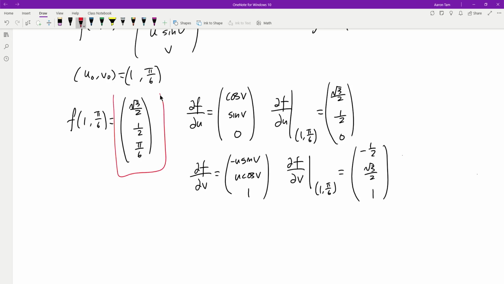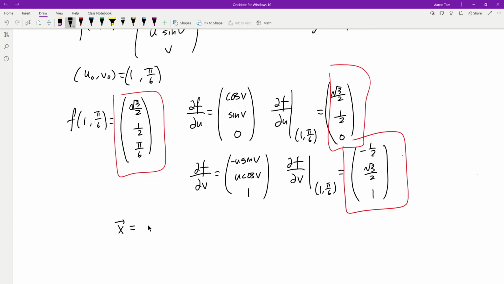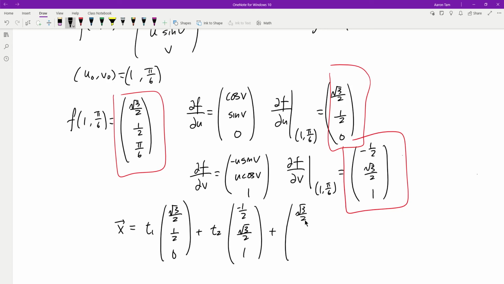So now I'm ready to put these three things together. I have the position vector and my two direction vectors. Notice that the two direction vectors are numbers, not variables. Important to remember not to do that. So my tangent plane would be vector x equal to t1 multiplied by (root 3 over 2, 1 over 2, 0), plus t2 multiplied by (negative 1/2, root 3 over 2, 1), plus (root 3 over 2, 1/2, pi over 6).